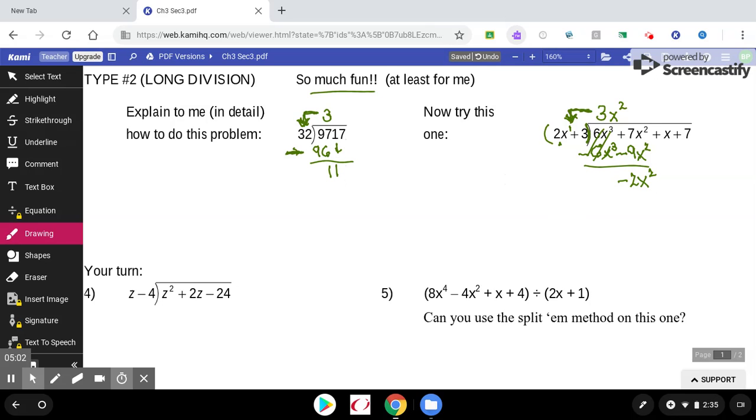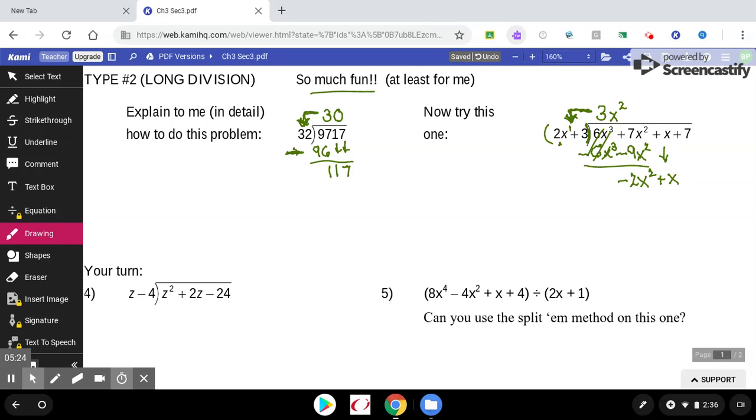Okay, now in this case, you would say, hey, 32 doesn't go into 11. And we would write a 0. And you would bring the 7 down. Okay, that's not going to happen over here, but same concept though. So I still bring the next thing down, and then I start over and I see how many times does it go in.